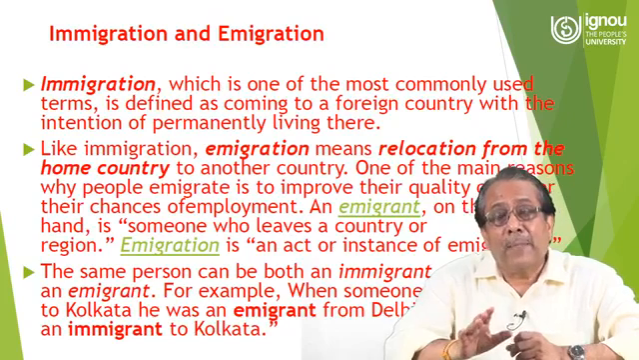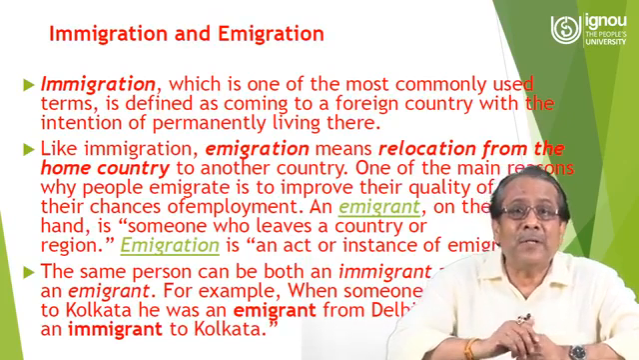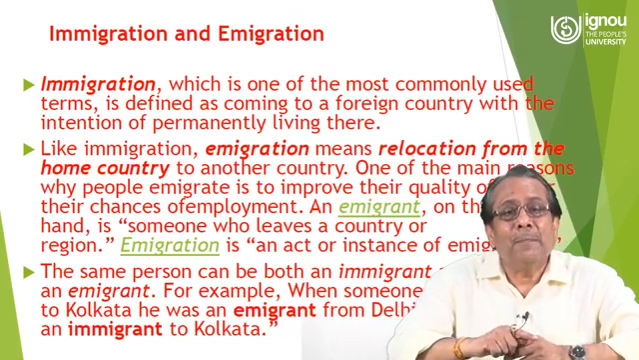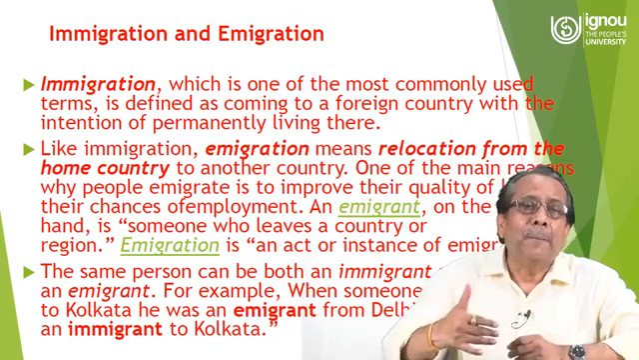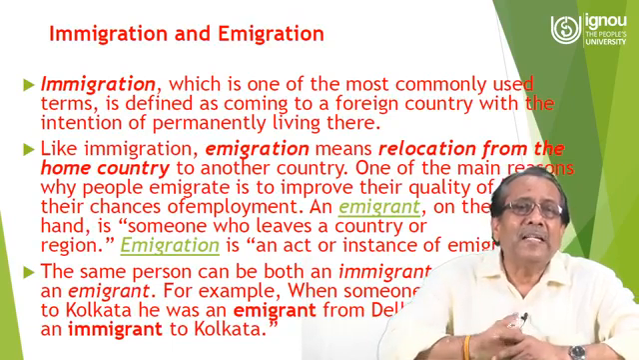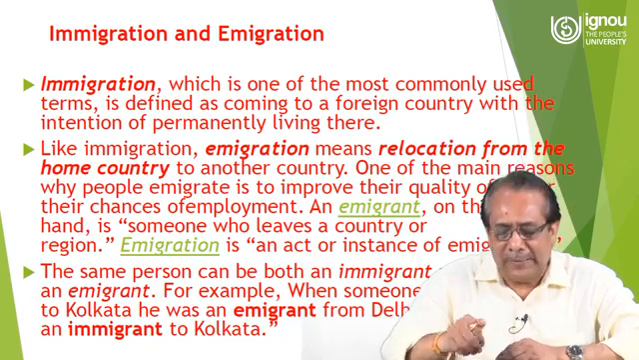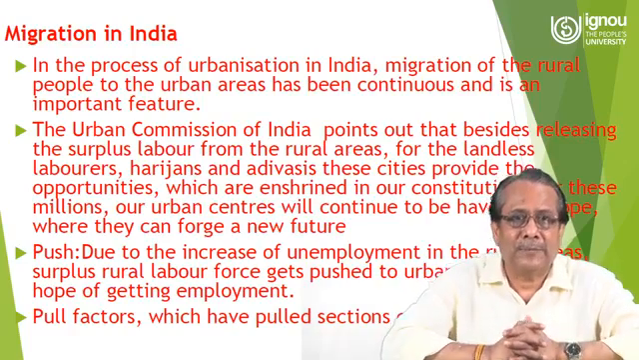But since it is an international phenomenon, we have to take into consideration that when somebody moves from Delhi to London, he becomes an emigrant, but when he settles in London, he becomes an immigrant. All these phenomena are widely linked in terms of movement, physical movement, spatial movement, and spatial mobility of people. It is also one of the important components of urbanization.